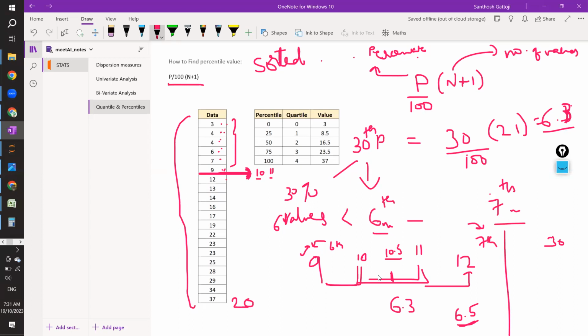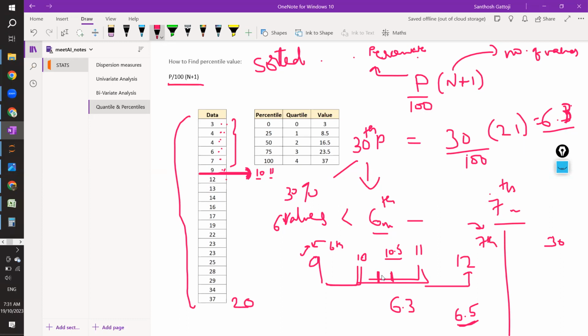Agree? Yeah, Santosh, it's around 10.1 or 10.2. It should be greater than 9, because it is 6.3, right? Okay, so this also you can calculate.